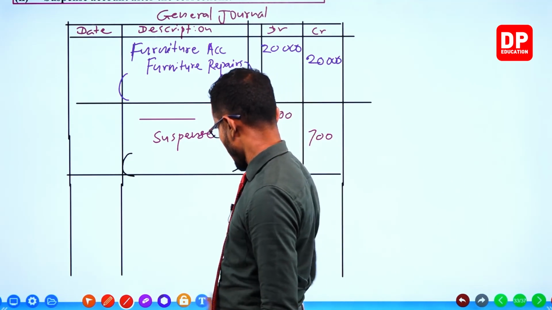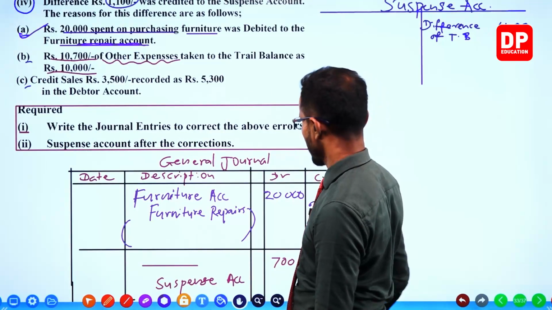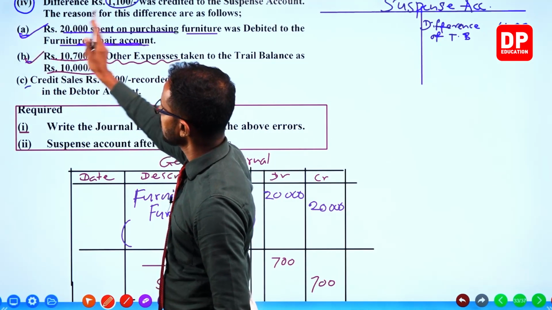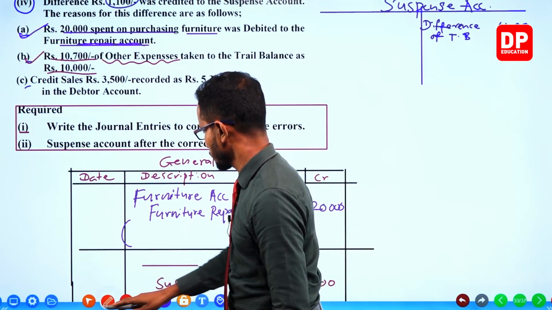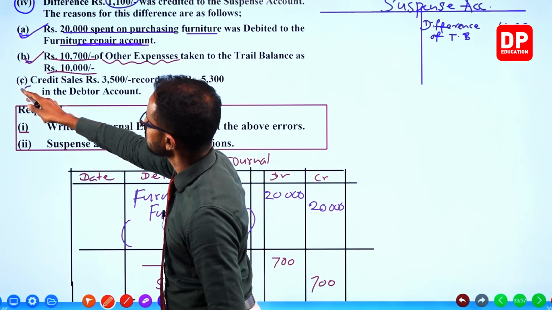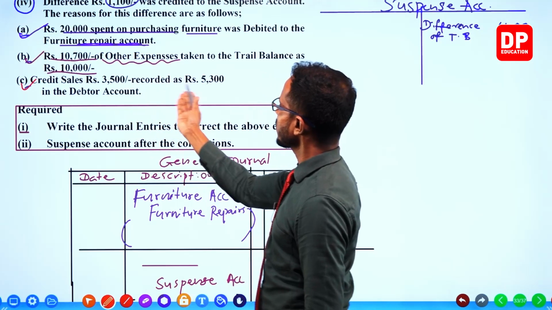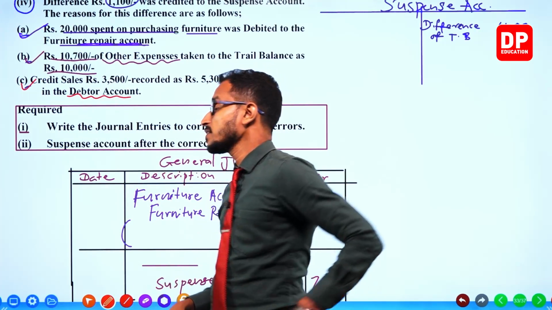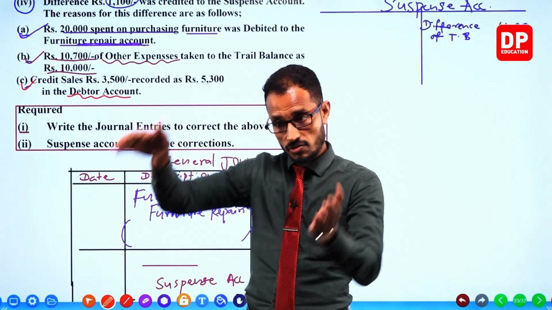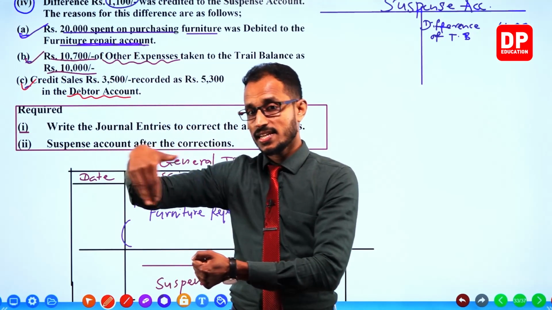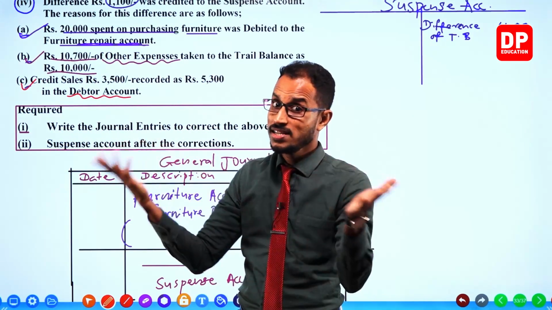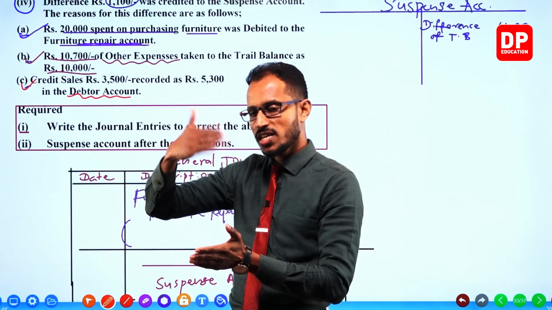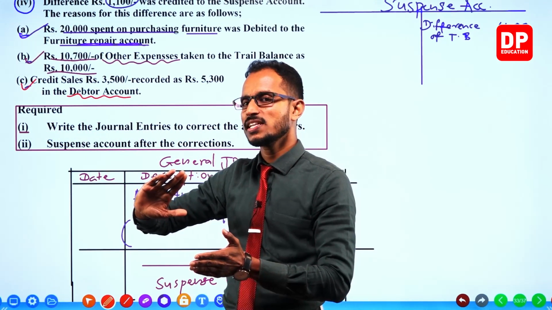Right, third one. We are done with this one. And the third one, this one: credit sales 3,500 recorded as 5,300 in the debtors account. Credit sales 3,500. It's a selling of goods. So it's an income, money coming in. No, money is not coming in. It's a credit sale. Income, sales income, credit. That means sales account, credit.